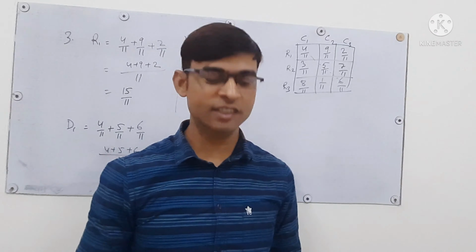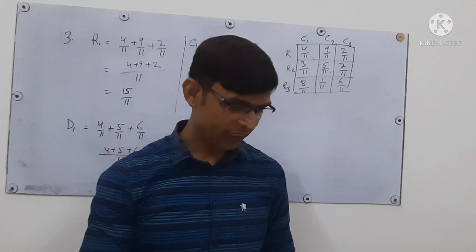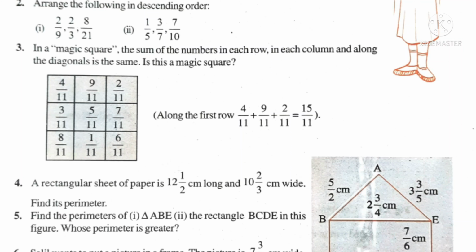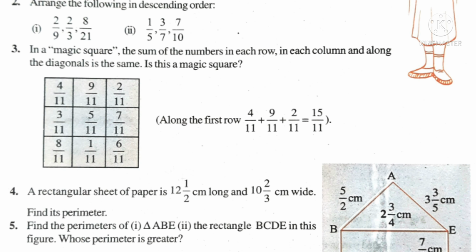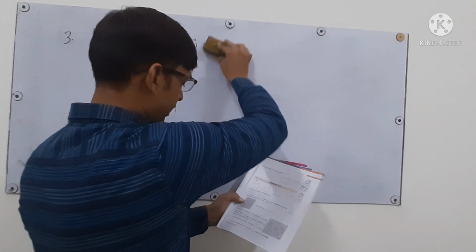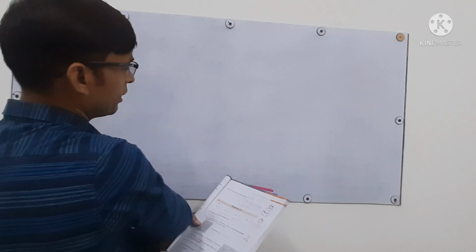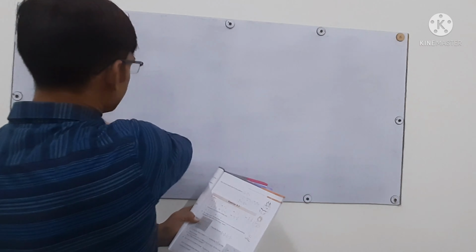Okay students, now we will solve question number 4, and this will be the last question of today's session. Question number 4 is now on your screen. A rectangular sheet of paper is 12 1/2 centimeter long and 10 2/3 centimeter wide, and find its perimeter. In this question we have to find the perimeter of the rectangular sheet, and its length and breadth are given here. So we will just draw a rectangular sheet.